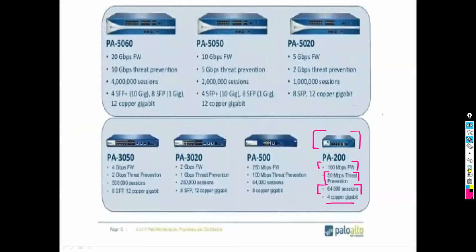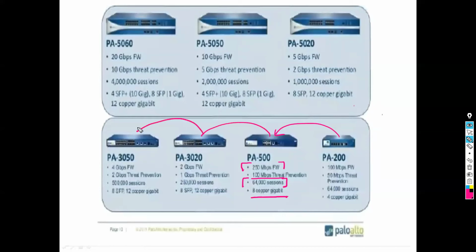Okay. If it is not suitable for your requirement, for your organization, so you can go with higher model, PA 500, for example. This firewall throughput is 250 Mbps, 100 Mbps is dedicated for threat prevention technique. This firewall can support 64,000 sessions. So number of sessions is same, and we have 8 copper gigabit Ethernet. So you can go with higher model for number of interfaces, for firewall throughput, for number of sessions.